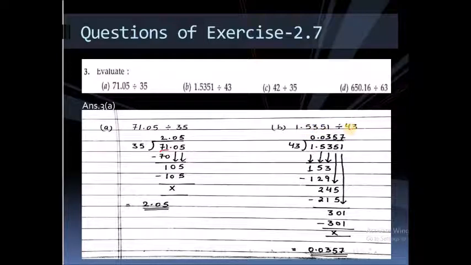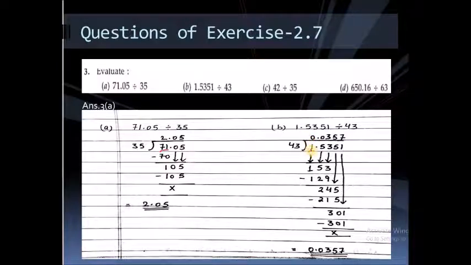1.5351, you have to divide with 43. Look at it carefully. In the whole part, what are you having? In the whole part you are only having 1. Now you know that 1 is not divisible by 43, so I have to put 0 over here. I cannot divide it.